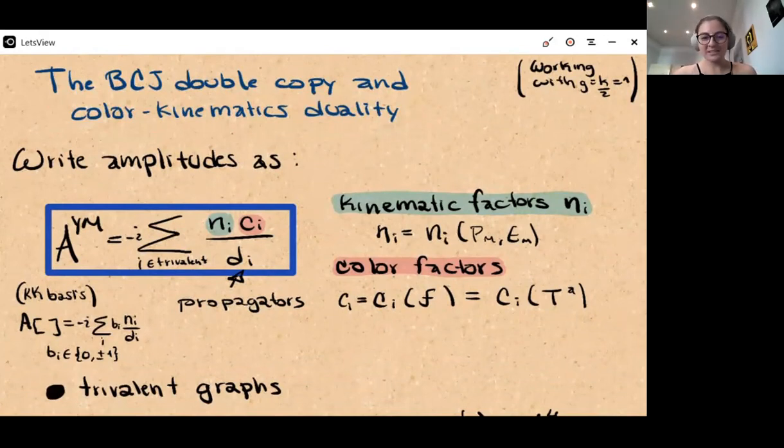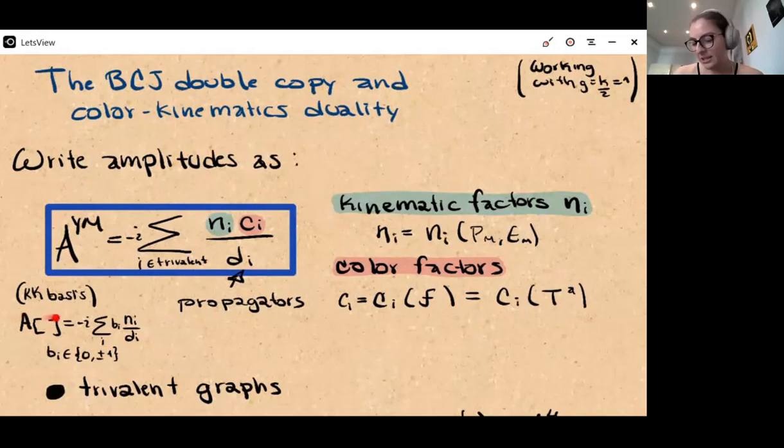So instead of using the partial amplitudes in these trace spaces that we've been using and stripping color from them and squaring them, now we're going to write first the whole amplitude in this way. So here is going to be a sum over trivalent graphs, which I'll explain in a second. These n_i are called kinematic factors, and they're basically just functions of momenta and polarization vectors. These c_i are color factors, so depending on the basis that you want to write your amplitude in, they can be functions of structure constants or the generators.